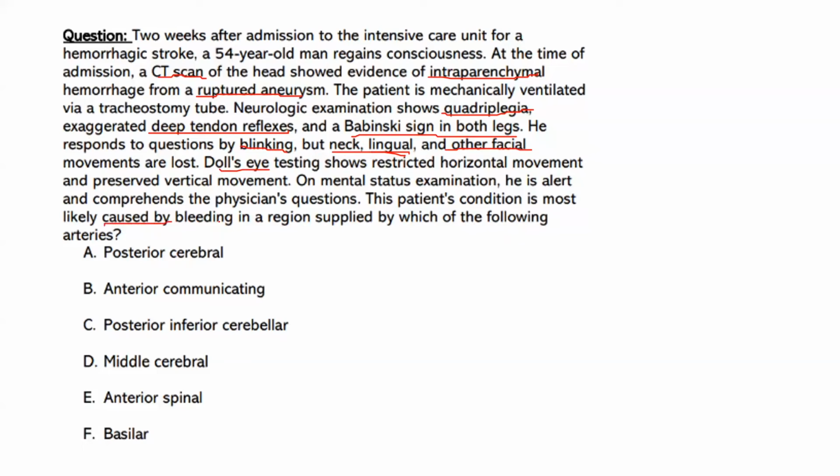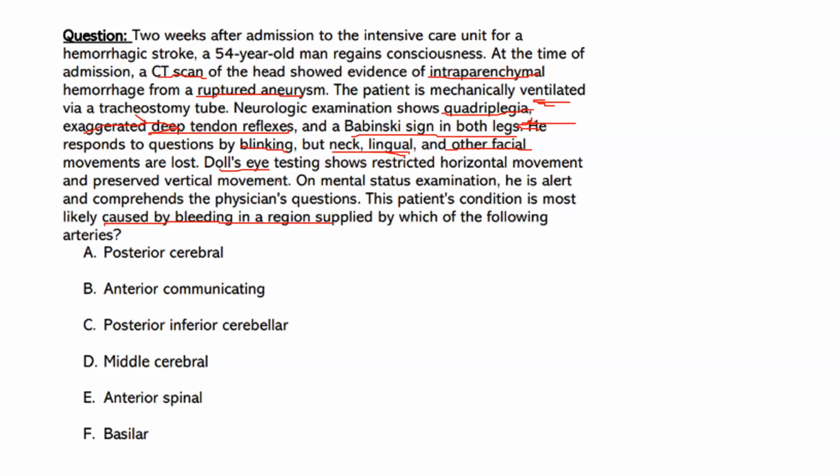Okay? So before we answer the question, what do you guys think is the most likely condition that this patient has? Actually, wait, I said I would speed up a bit. Okay. So this patient has quadriplegia. Okay, he has hyperreflexia and a positive Babinski sign, right? This tells you that he has upper motor neuron deficits.